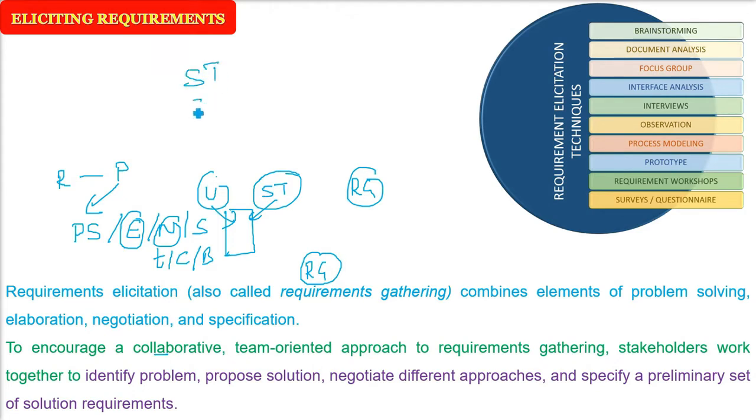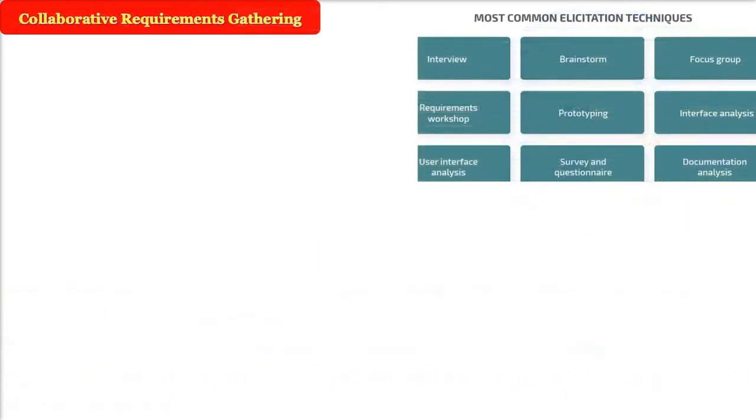So what I'm trying to suggest here is, the software team and the software stakeholders collaborate and identify the problem, then they can propose the solution. They can also negotiate certain approaches, whether something is right or something is not correct. Then they can have a preliminary set of solution requirements. So all this is collaborative requirements gathering.